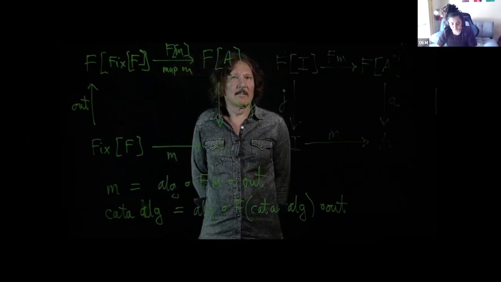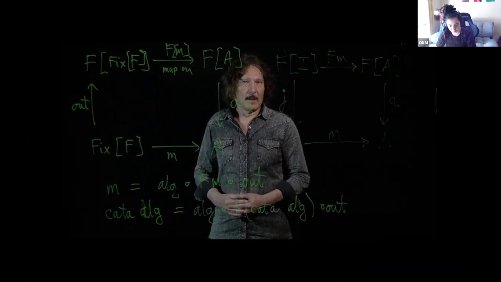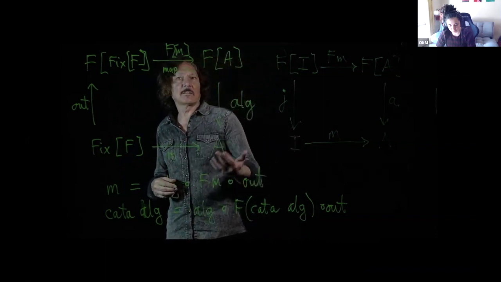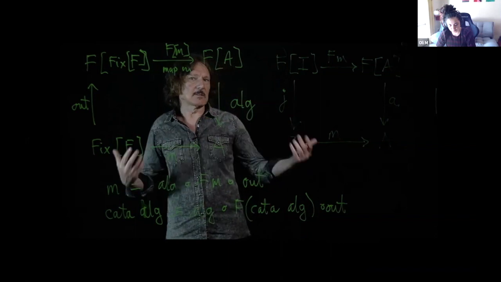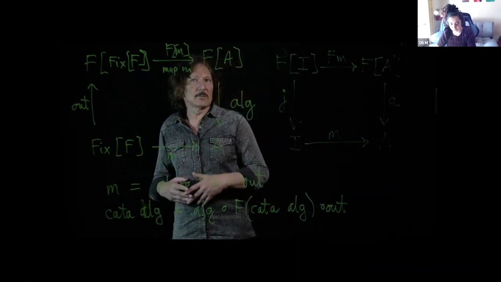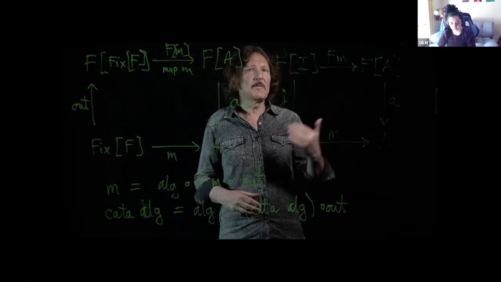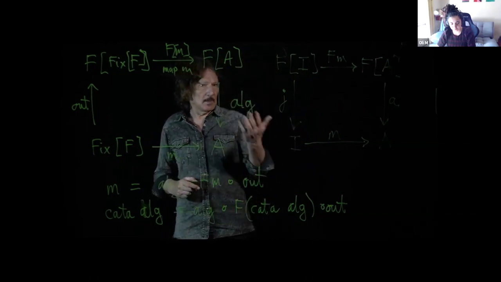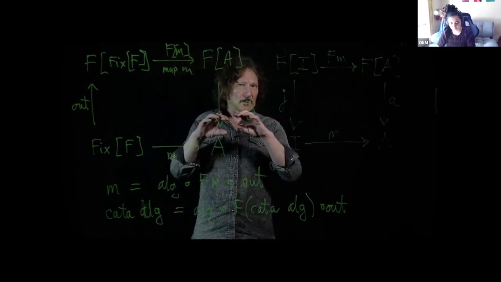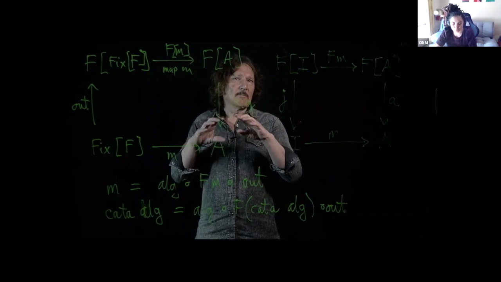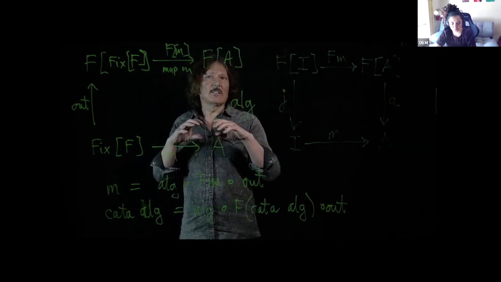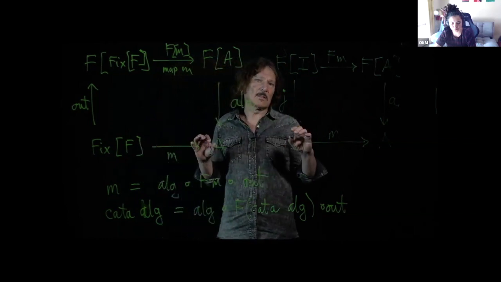We start with a functor. This functor can be used then to define a recursive data structure. In our case, this was a recursive expression tree, but it could be anything. It could be a list, could be a tree, could be whatever functor you come up with can be used in this construction. So we have a functor, and this functor describes one level, the non-recursive part of a recursive data structure. And it's much easier to deal with these non-recursive data structures.